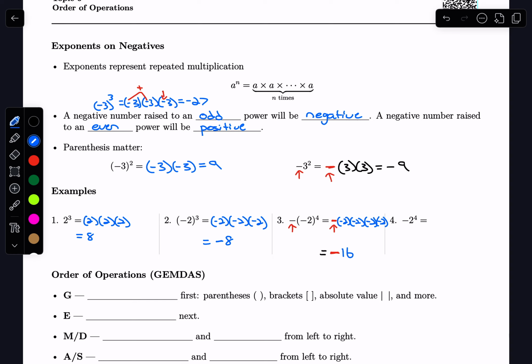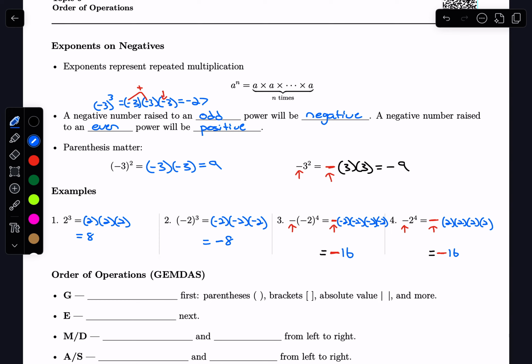The last one is a negative and then 2 to the power 4, where that negative is not in parentheses. So that negative sign is just out in front. And then 2 to the power 4 we already saw is 16, but this is 2 times 2 times 2 times 2, where these are all positive 2's. So when we work this out, we just end up with that negative sign that's in front, and then those 4 2's together give us 16.